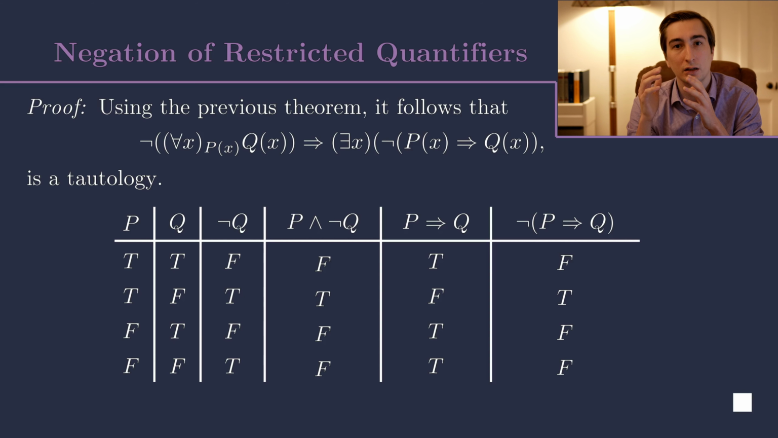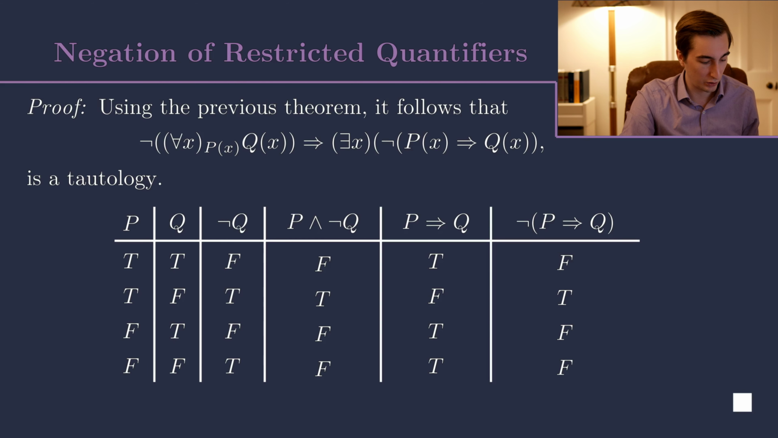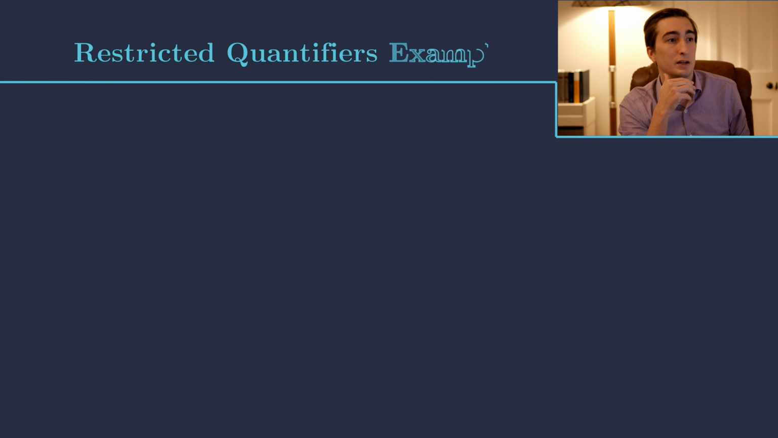And as I said at the beginning, I'll leave you to prove the second part of that theorem, where we're looking at the negation of existential quantifiers, or the negation of restricted existential quantifiers. You can do that yourself as an exercise, or you can look it up in the notes. But let's see how this is going to be useful by finishing off with an example.